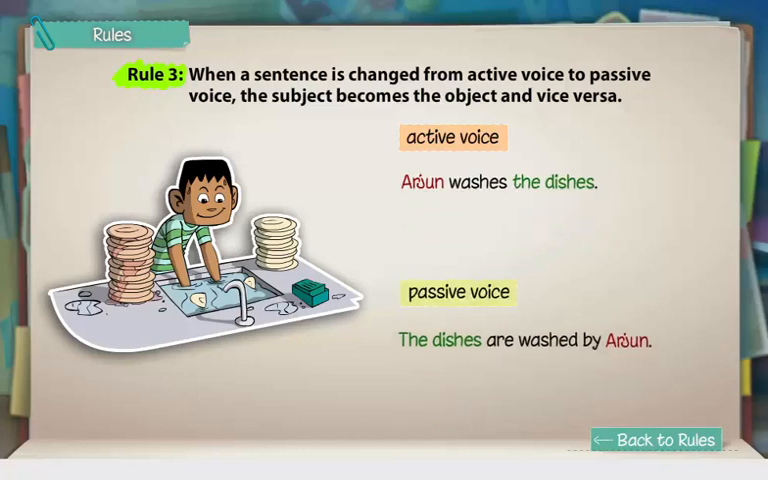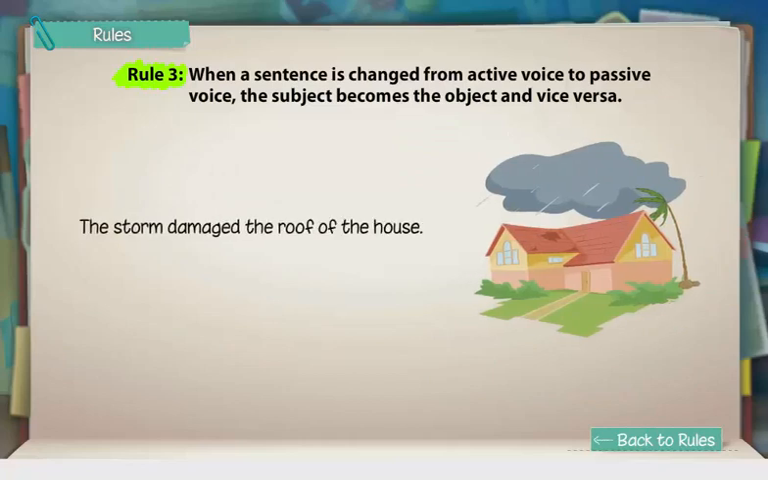In the passive voice, the verb washes changes to its past participle form, washed, and the correct form of the verb be is added. When the sentence is in the passive voice, the receiver of the action is followed by the action, the preposition by, and then by the doer of the action. Let's look at another example.